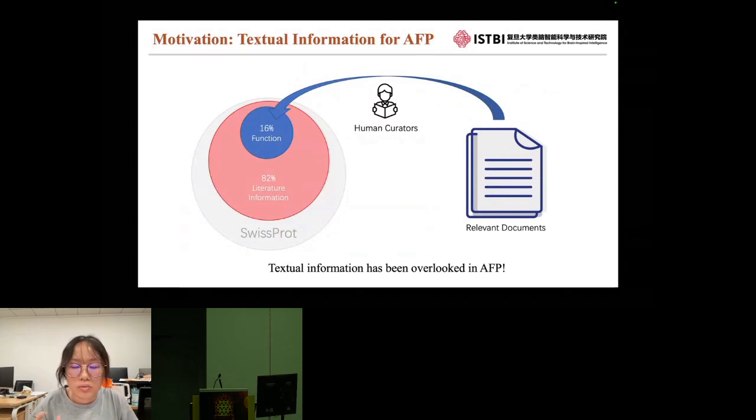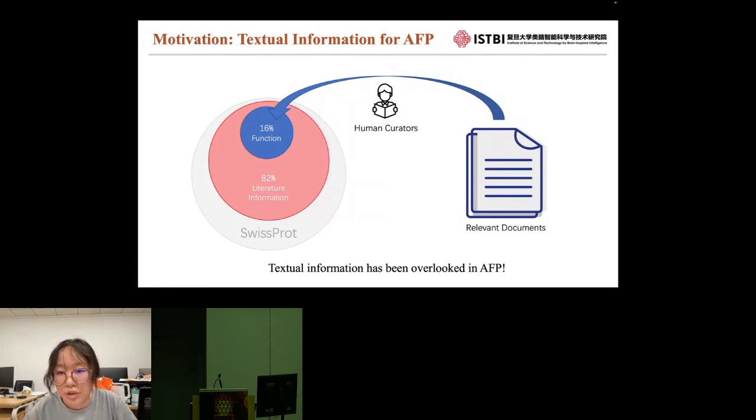However, these previous works didn't use the textual information well. As you can see, in Swiss-Prot, about 82% of the proteins have literature information. However, just about 16% of them have function annotations, and a lot of them are annotated by human curators based on the relevant documents. On the other hand, the previous methods use textual information in a simple way. For example, DeepText2GO uses doc2vec and TF-IDF to generate the text representation of the literature.